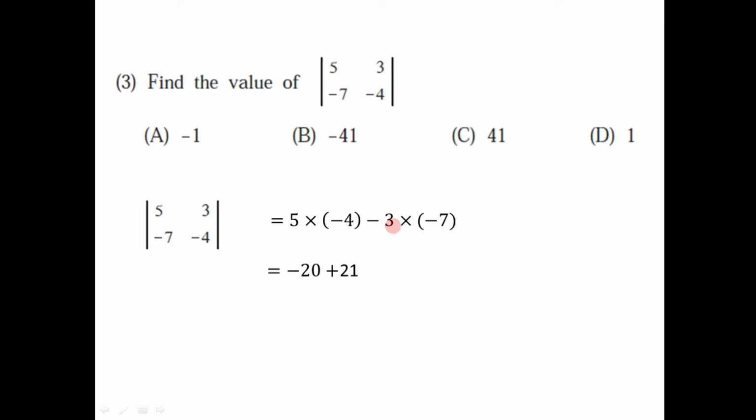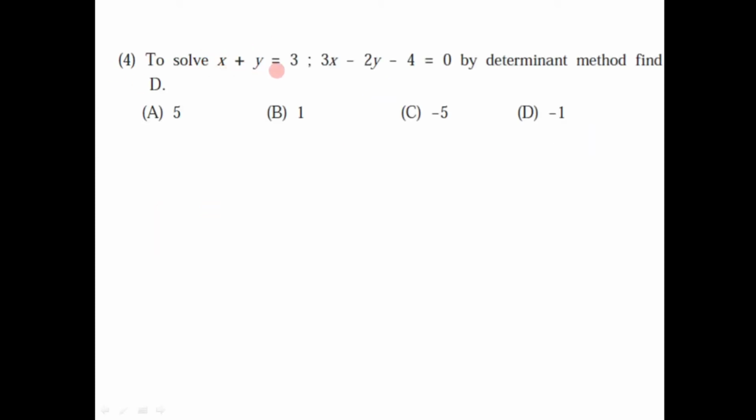And here two negative numbers are there. The product of two negative numbers is always positive. That's why minus 3 into minus 7, it's plus 21. Minus 20 plus 21, that's 1. The value of this determinant is 1, which is given at option D. That's why D is the correct alternative. Let us have the next question.